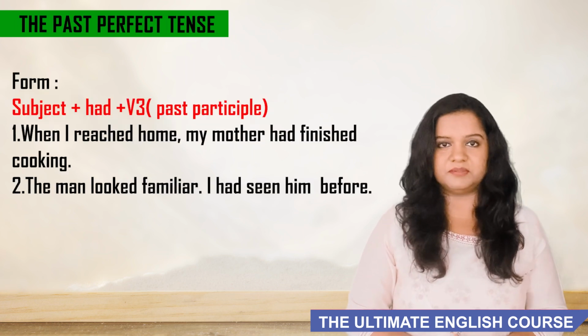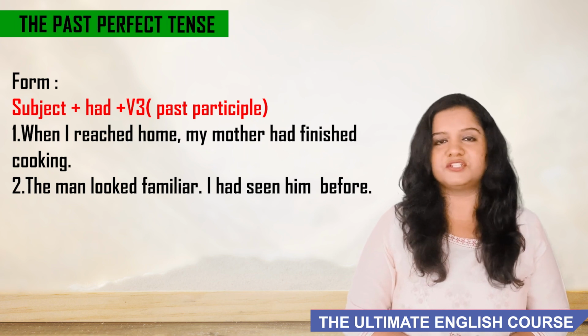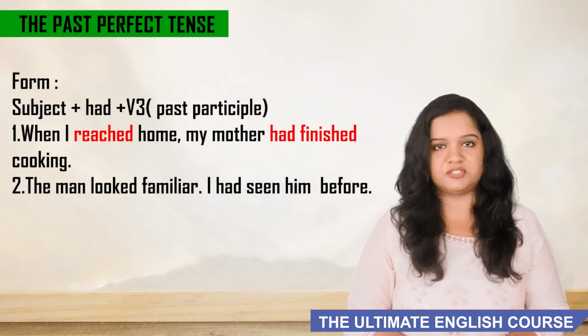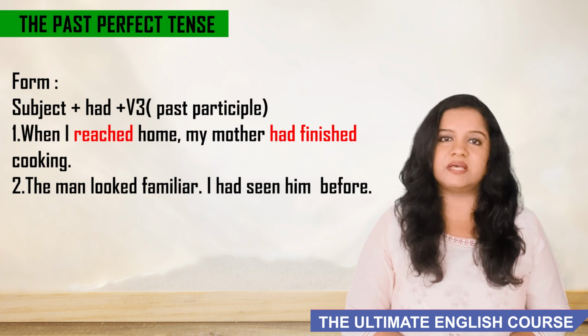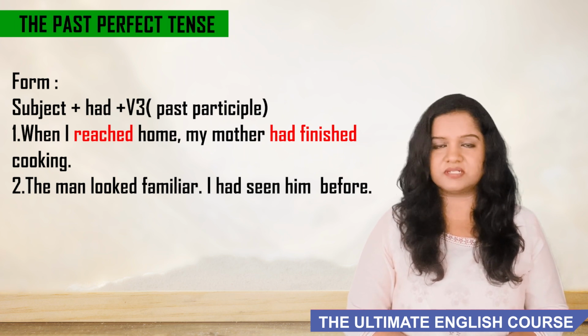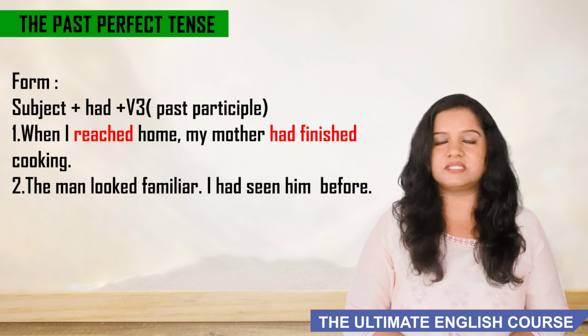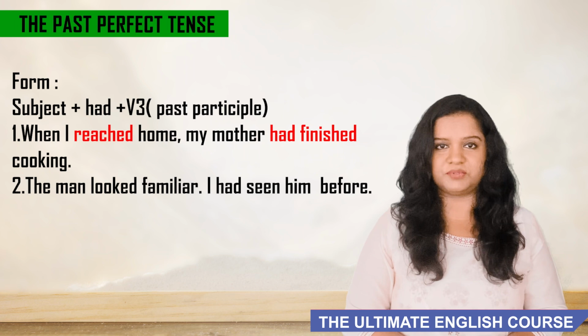The next example, when I reached home, my mother had finished cooking. Again, there are two actions here. One is reached and the other is finished. And to indicate which action happened first, we use the past perfect. So here it is finished, so we say had finished. And for the action that happened after that, we just use a simple past. So here we're just saying reached. So the sentence is, when I reached home, my mother had finished cooking.